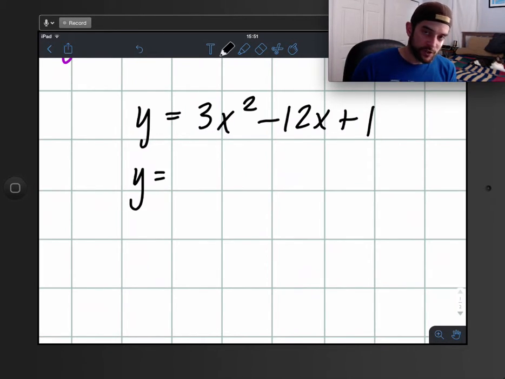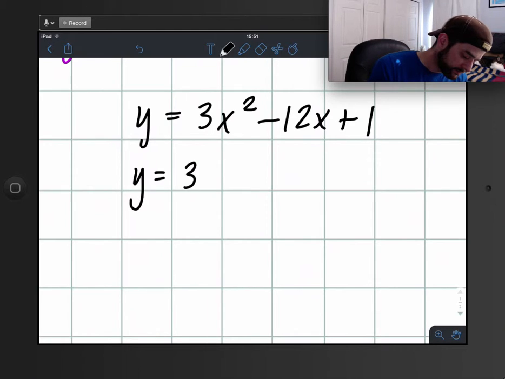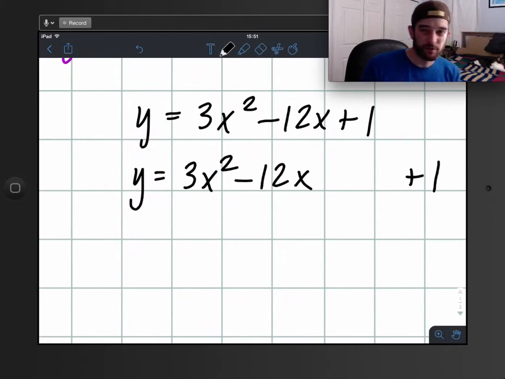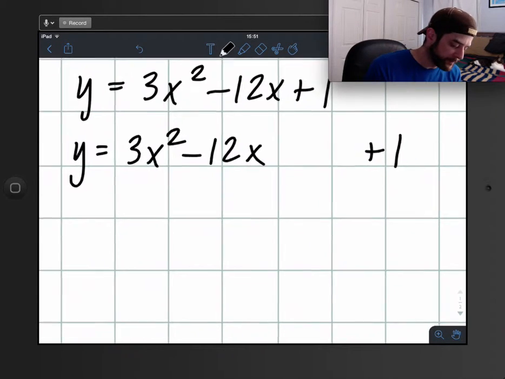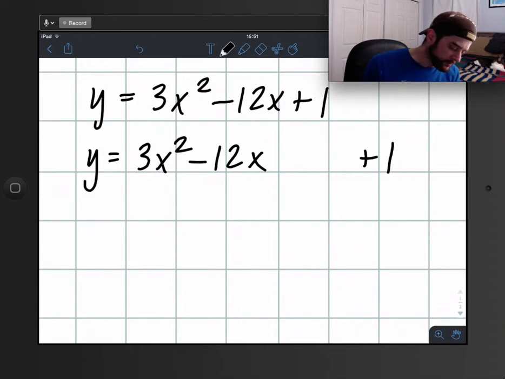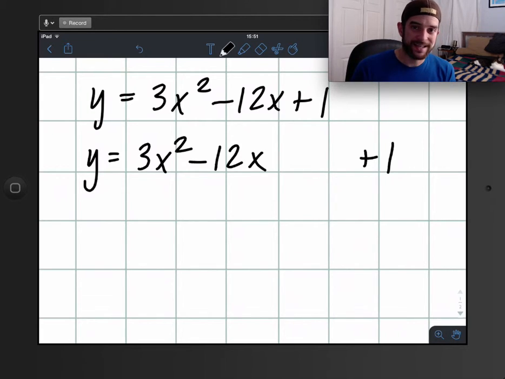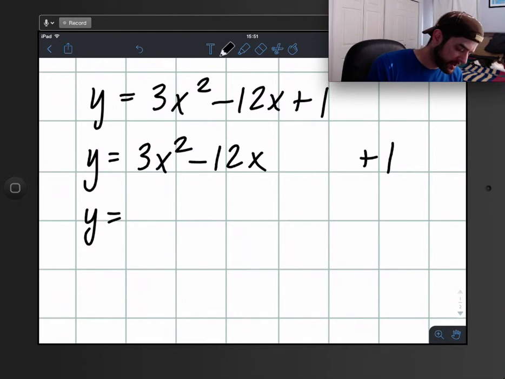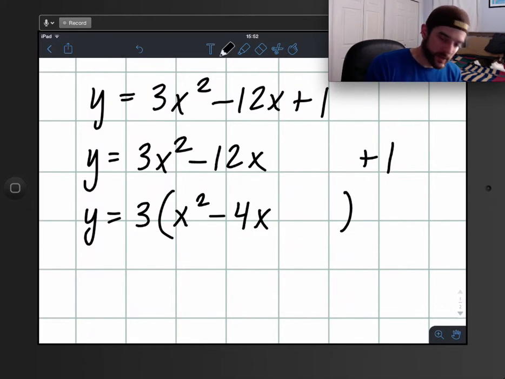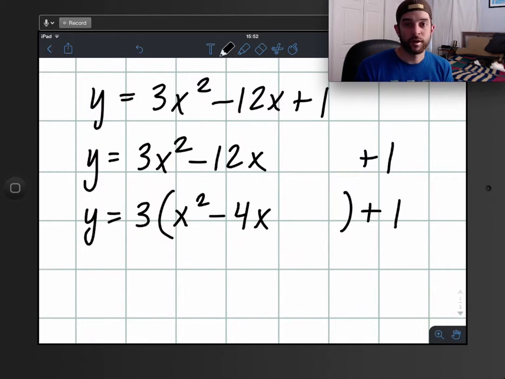So if I look at the first two terms, again, I want to isolate these two terms, so I'm going to move the plus 1 over. This step is a little bit gratuitous, but I'm going to do it anyway, just because it's habit. And what I want to do is get that leading coefficient factored out from those first two terms. Again, I'm not going to touch that third term yet. I'm going to leave that be. I'm going to factor out a 3, and I get x squared minus 4x, leave a space, and then the plus 1 on the end. And nothing happens with the 1.